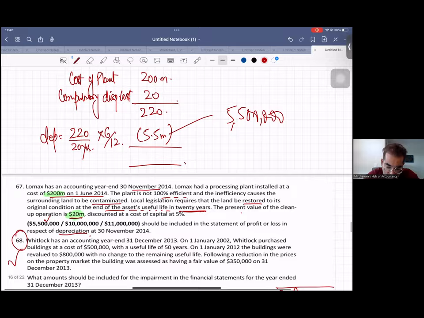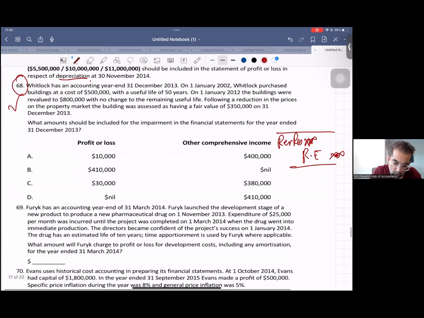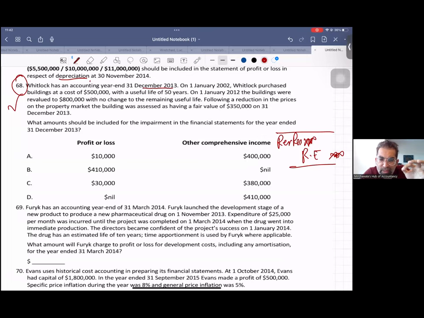Now, the next is Whitlock, which has an accounting year end of 31st December. Right now, we are standing at 31st December 13, the year end. On 1st January 2002, Whitlock purchased a building at a cost of 500,000. See the date: 1st January 2002 means 11 years back. Dates are important.